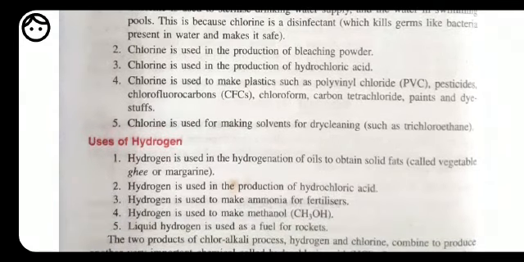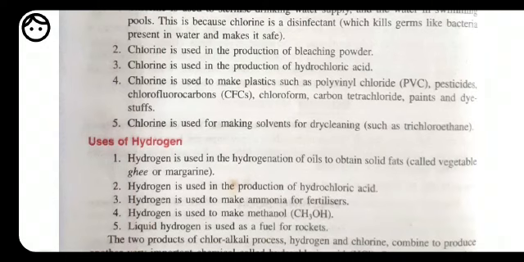Next, uses of hydrogen. Hydrogen is used in the hydrogenation of oil. Hydrogenation is a process in which we are converting vegetable oil into vegetable ghee. This process also we will do later on. Here you only have to know that hydrogen is used in the process of hydrogenation.